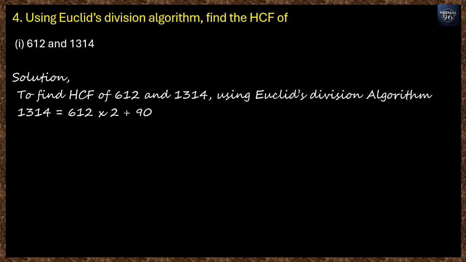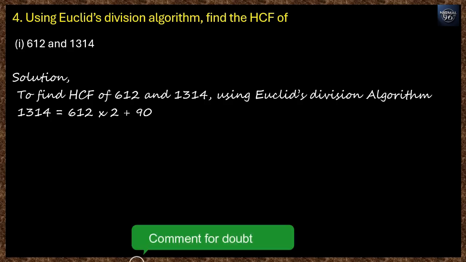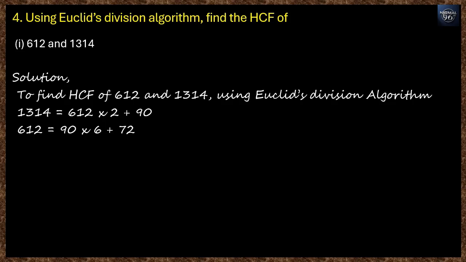1314 is equal to 612 into 2 plus 90. So what we are going to do here is multiply the greatest number with the smallest number, and then we have to add the remaining. Again we'll follow the same. Now 612 is equal to 90 into 6 plus 72. Still we haven't got 0, and we will continue this process until we get the remainder as 0.